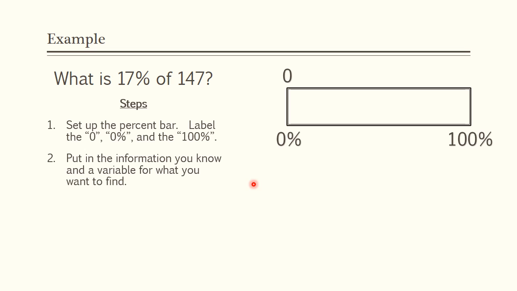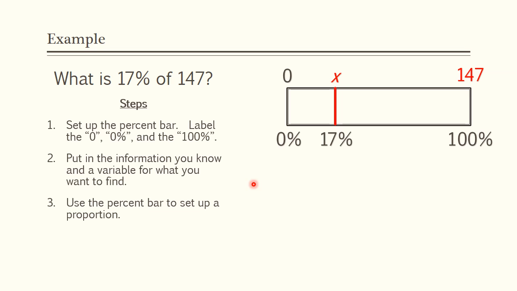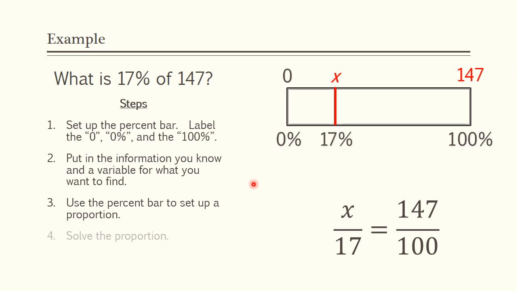In this problem, we know that 17% is going to be our part here. So I'm going to add the line and label it 17%. I know that my whole amount is 147, so that's going to go above my 100%. And I want to know what is the part amount for 17%, so that goes above 17%. That's going to be my variable. Now the percent bar gives me an easy visualization of my proportion, so I'm going to write my proportion: x over 17 equals 147 over 100. And the last step would be to solve the proportion.